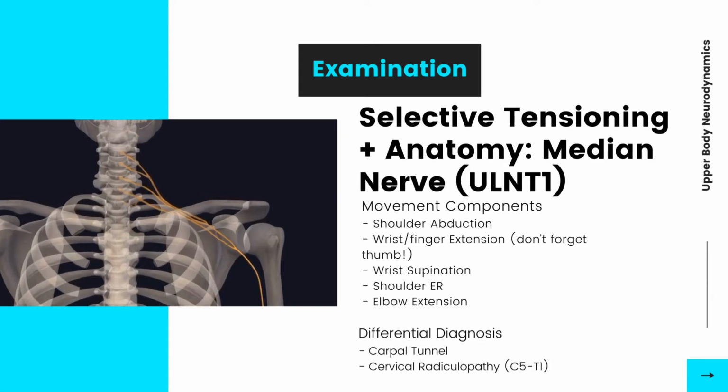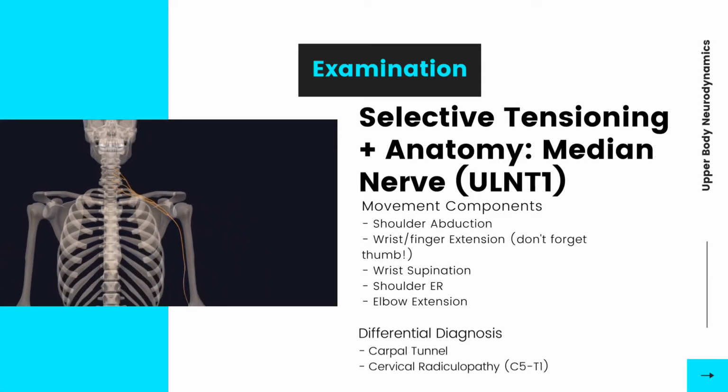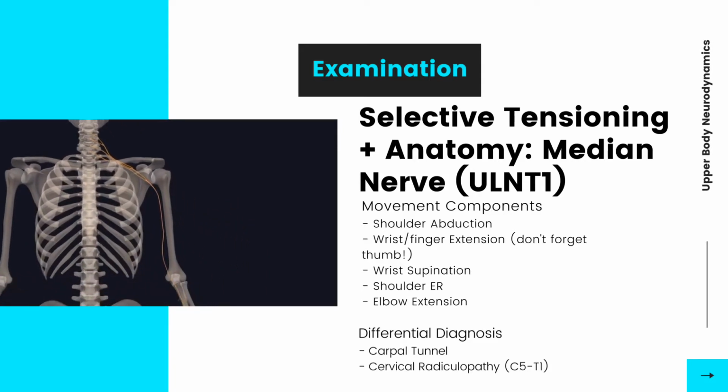Before we get too far into the examination of the median nerve, let's go over some anatomy. So looking at the median nerve, we see that it comes off of the C5 through T1 nerve roots. From there, it's going to course down across the shoulder joint. You can see that it goes anterior, inferior, and medial to the shoulder joint. Hence the reason that abduction and external rotation will put tension on this nerve.